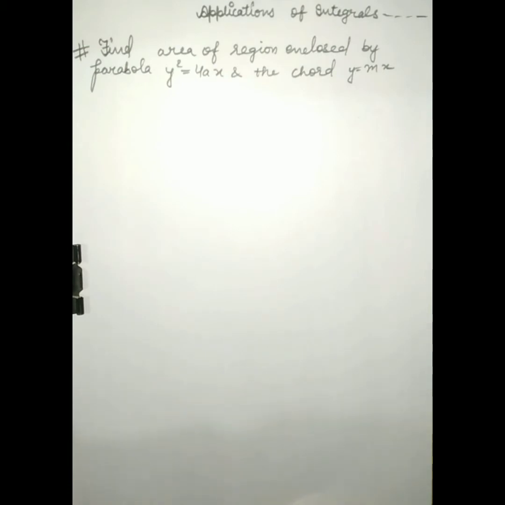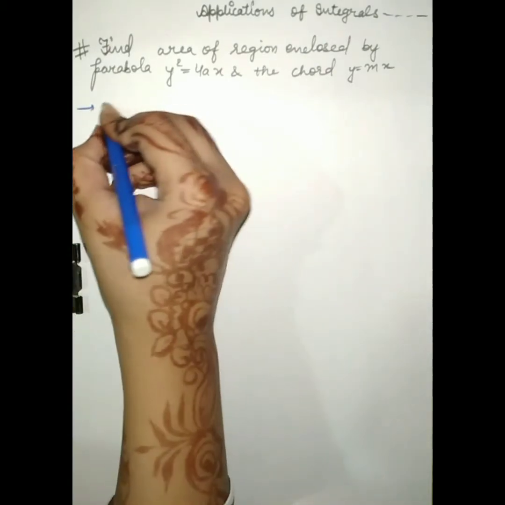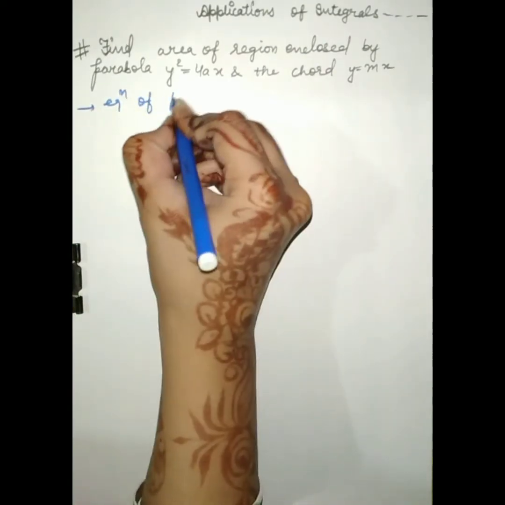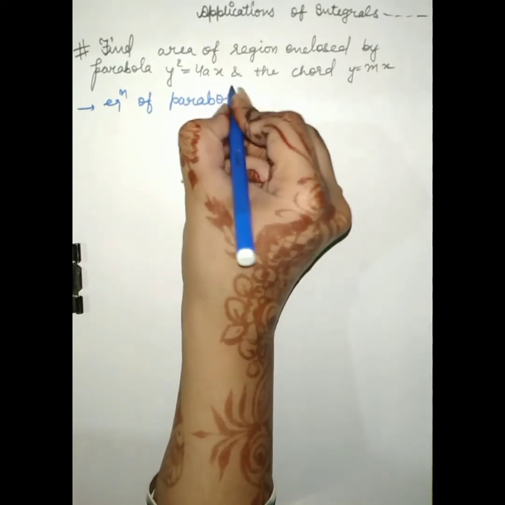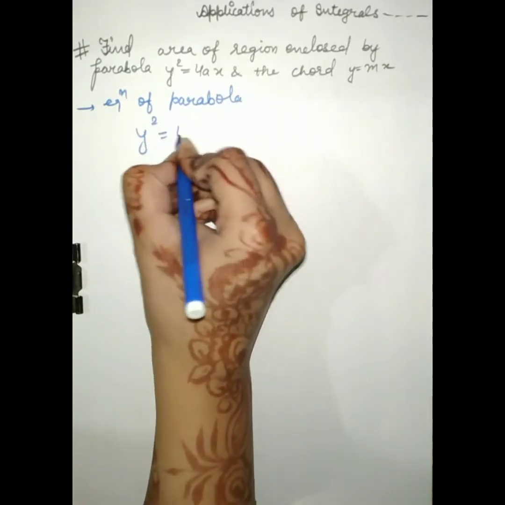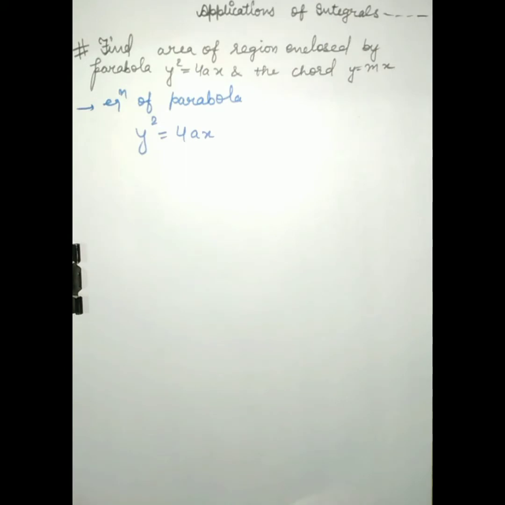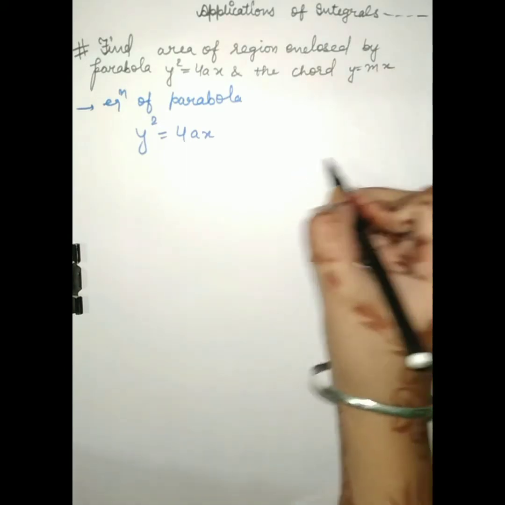find the area of the region which is enclosed by the parabola y square equals 4ax and the chord y equals mx. In this question, we are given the equation of the parabola, y square equals 4ax. From this equation it is clear that the parabola is along the x axis.